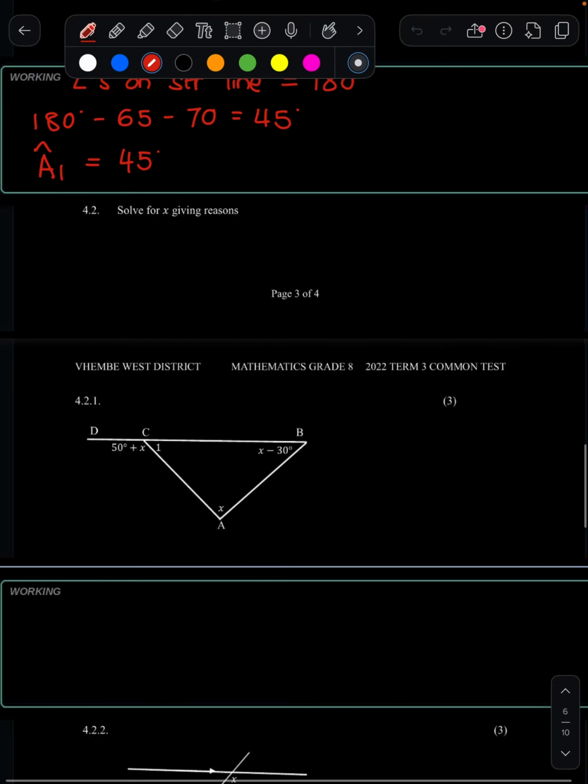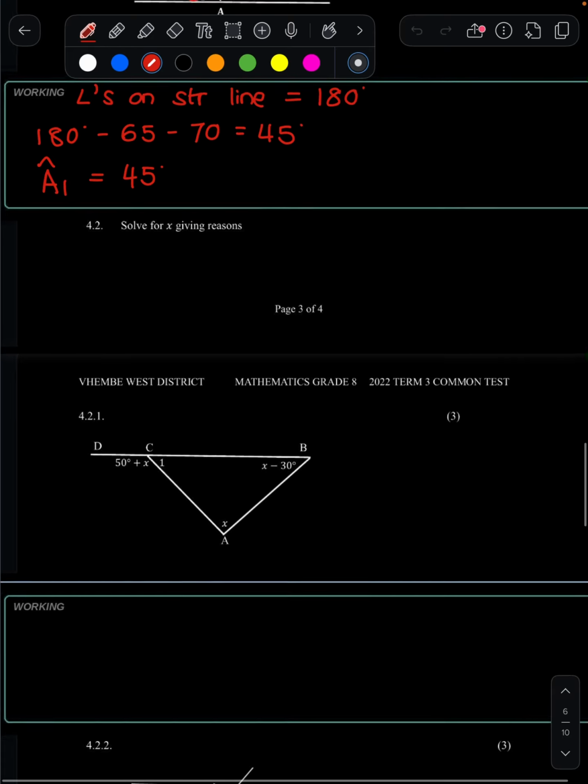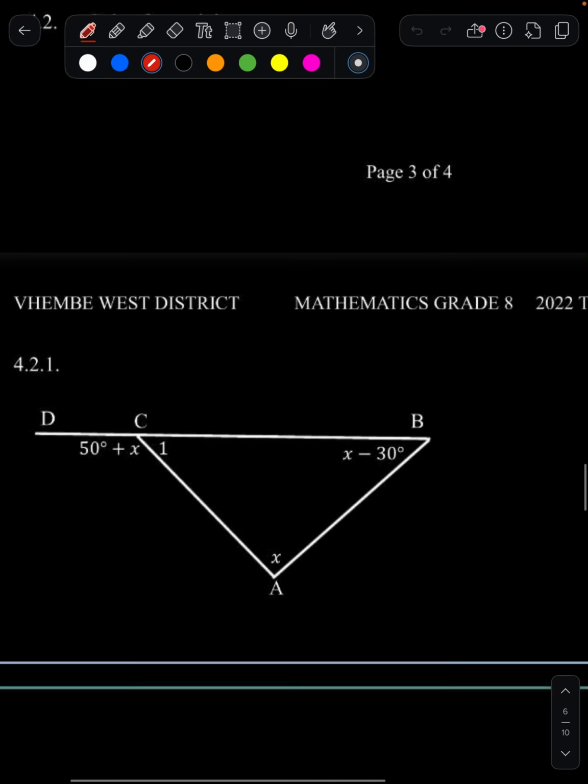This is 4.2.1, we are looking at lots of angles now. So we can see we are given here, we've got this exterior angle here. So that's 50 plus x, that's the exterior angle. And we're given these two interior angles. So x minus 30 there and x there.